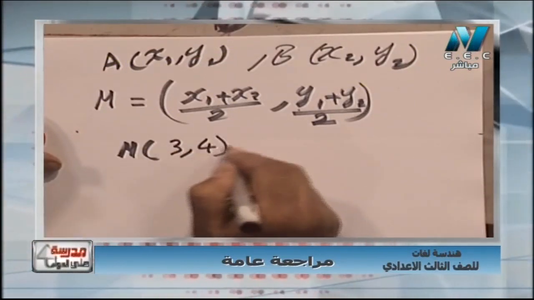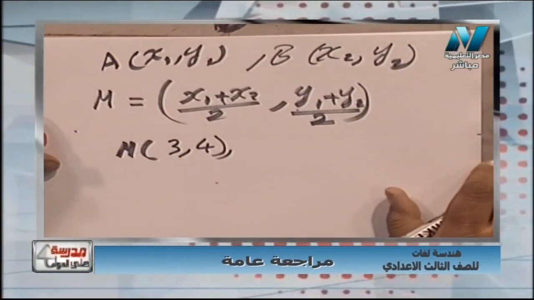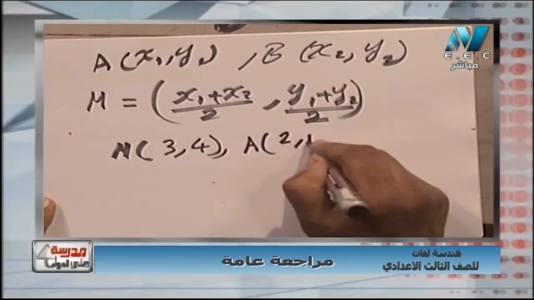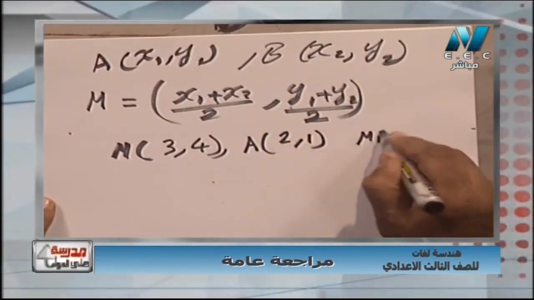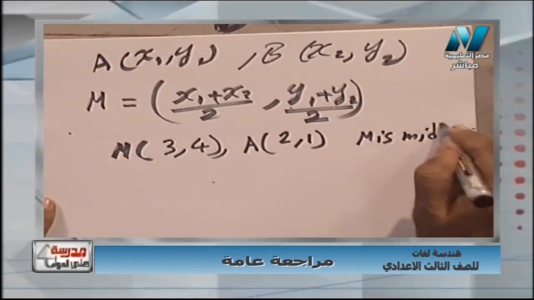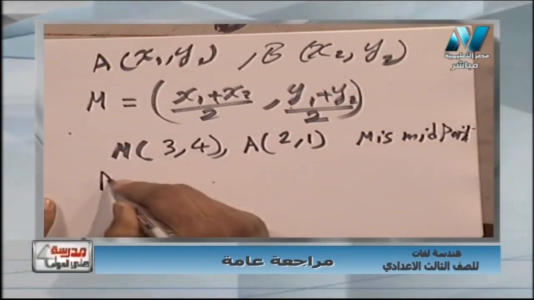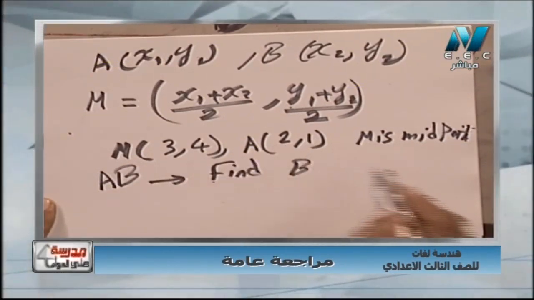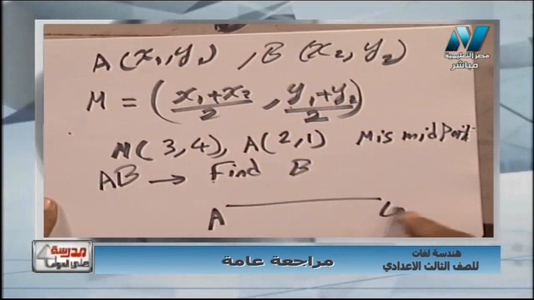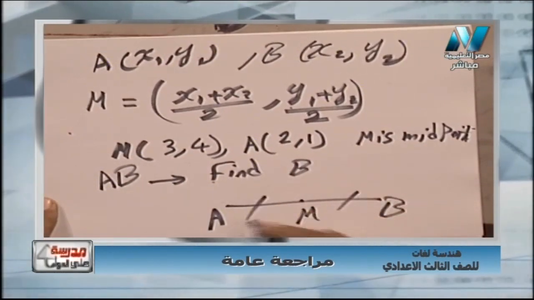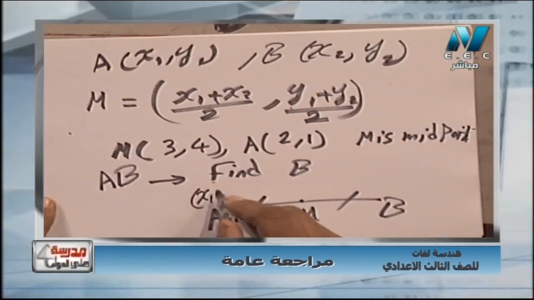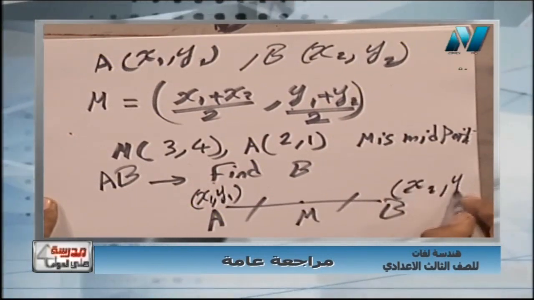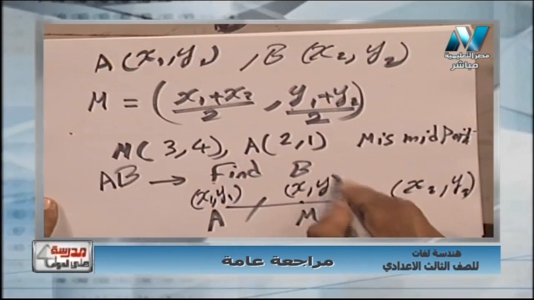midpoint M is (3, 4) and point A is (2, 1), and M is the midpoint of AB. Find B. B is the terminal point and M is the midpoint. Then A is called x1, y1, B is called x2, y2, and M is x and y.